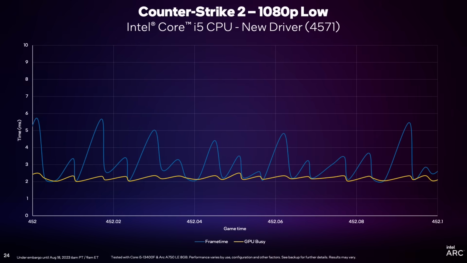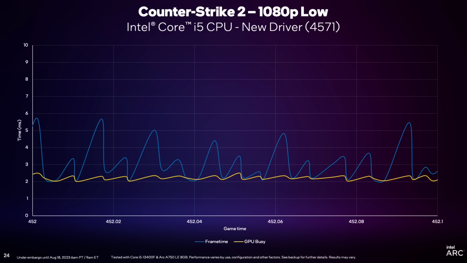I totally agree. This is showing you 1080p low on Counter-Strike 2. The first thing you'll notice is that GPU busy is very low. It's like 2.5 milliseconds, so very little work on the GPU. And you can see the CPU spiking up there with frame time. This means your experience is not going to be super great and your CPU is still limiting performance. But the truth is it's very low render work, and a very high frame rate is happening, so it's not surprising that your CPU is gating performance.